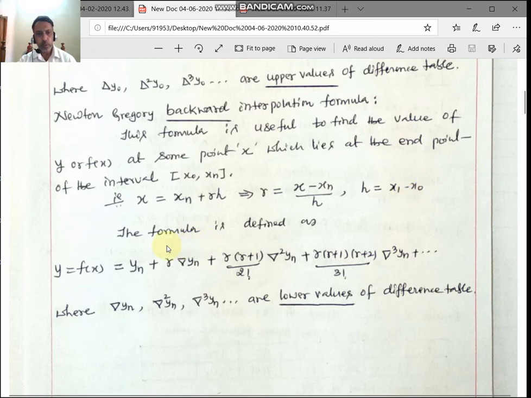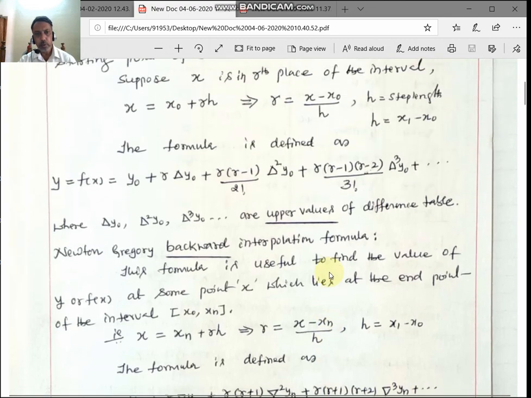Then the backward interpolation formula is defined as y equals fx, that equals yn plus r del yn, or inverted del yn, plus r into r plus 1 by 2 factorial del square yn plus r into r plus 1 into r plus 2 by 3 factorial del cube yn and so on.